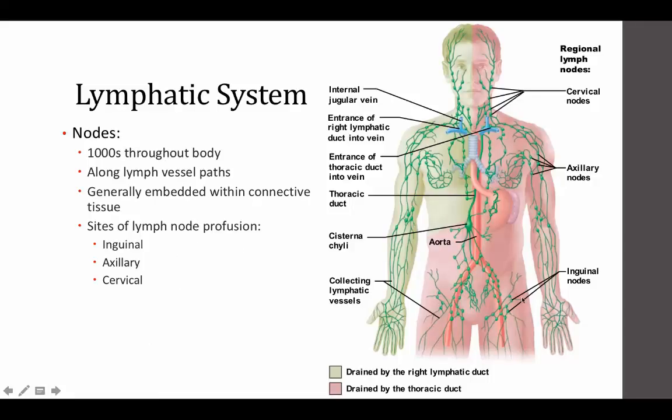So the first is that inguinal region down here, the axillary region up here, and then the cervical nodes. These are the ones you may arguably be the most familiar with. So when you're battling flu or some other virus infection, those nodes on the side of your neck get enlarged. So you'll be able to palpate those, or a physician will palpate those to evaluate your condition.